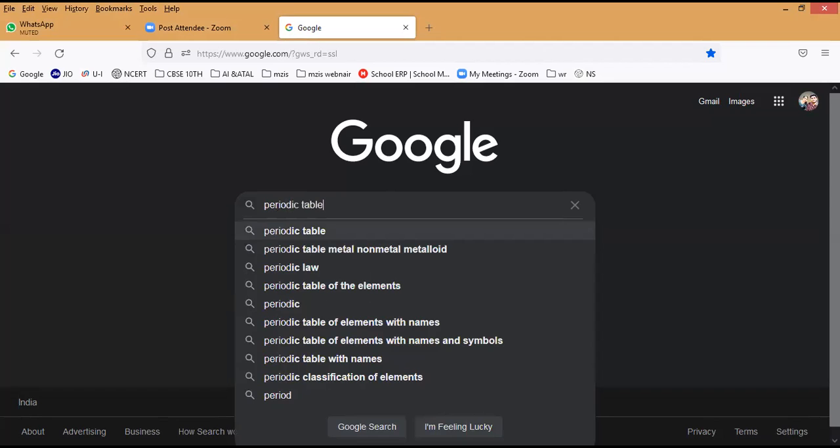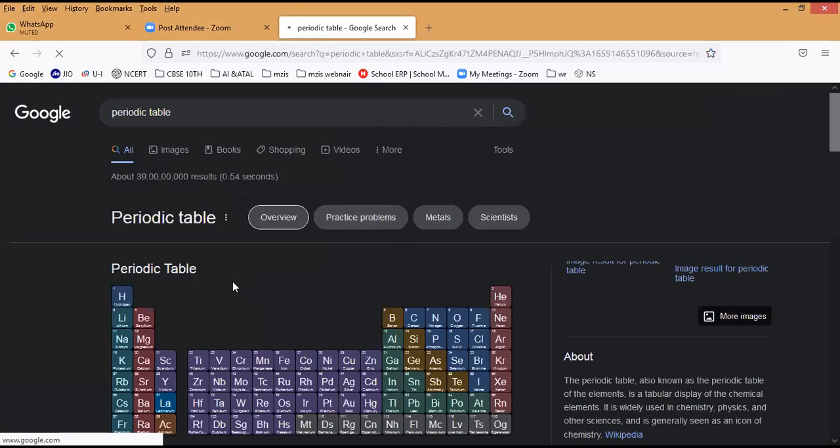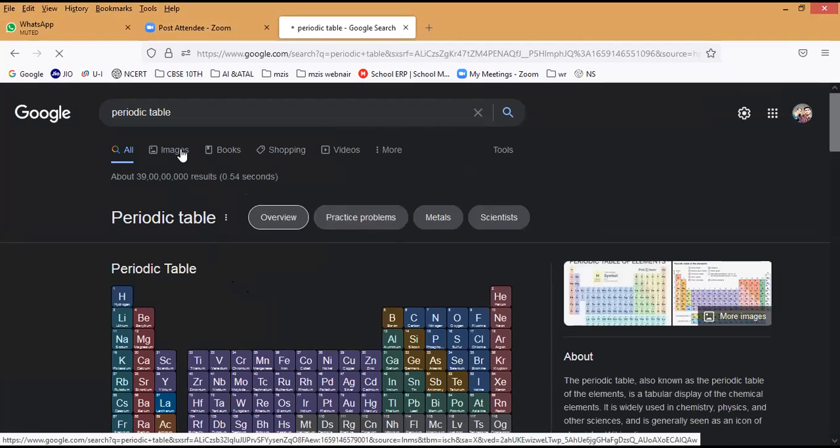So, the periodic table. If you notice it, all of you, this is what we call the periodic table.